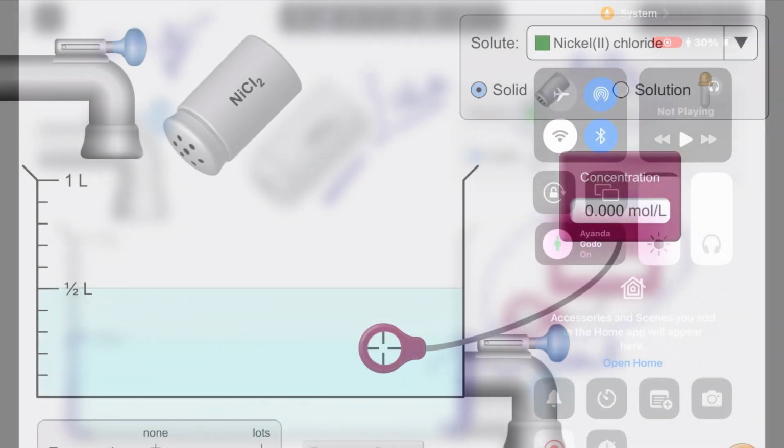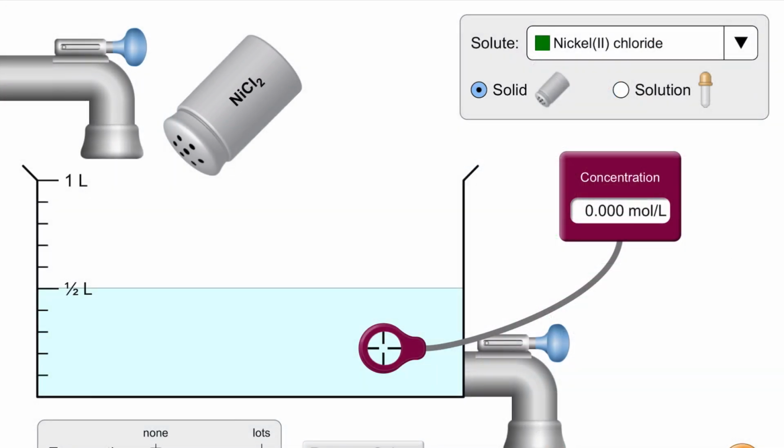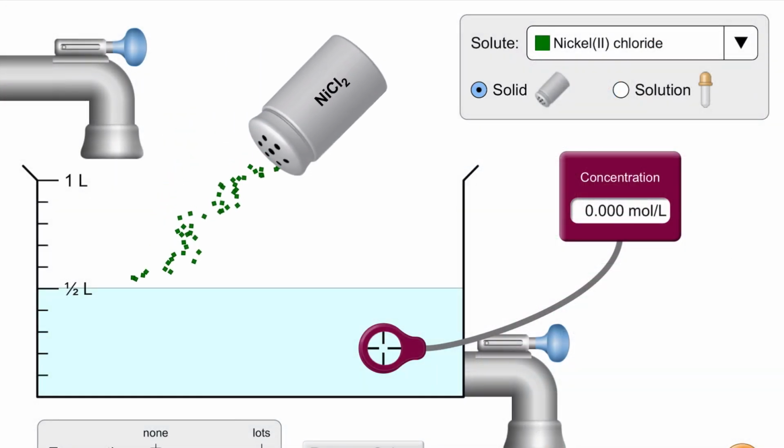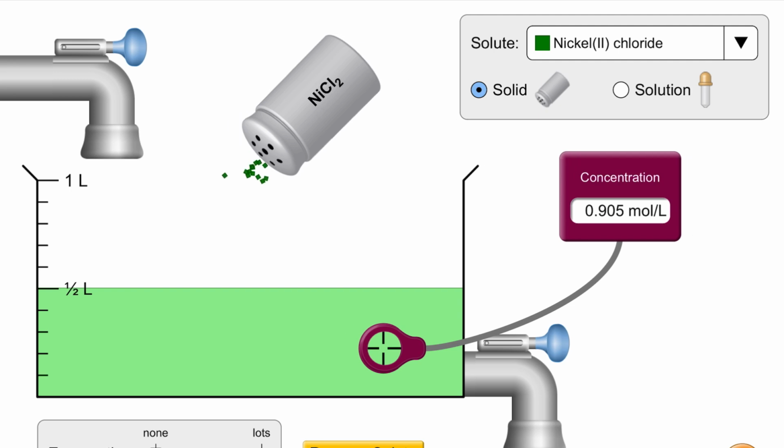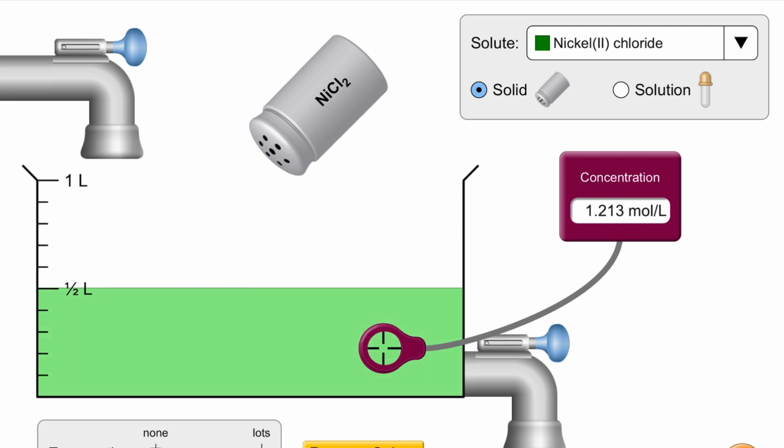Let's do it. So here, I'm going to add this solute here. I'm adding the number of moles. Do you see the concentration has increased from 0? And then if I add more, do you see the concentration increases? From the formula that says C is equal to n over V, what I'm increasing by adding the nickel chloride is the number of moles, which means the concentration increases, right? There's a direct proportionality between the concentration and the number of moles. More number of moles, more concentration.